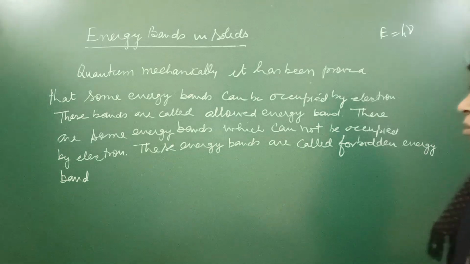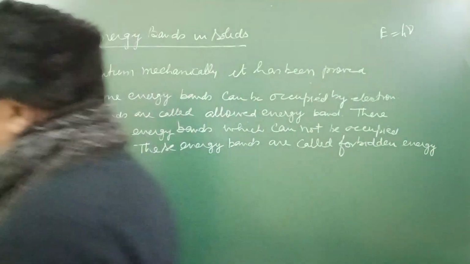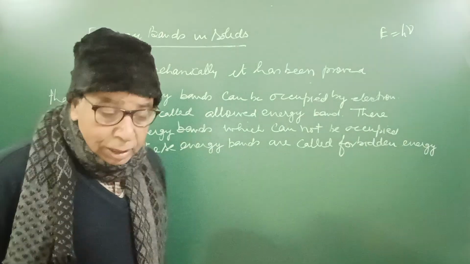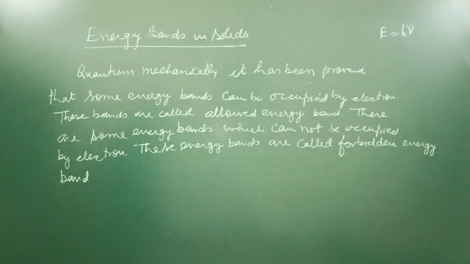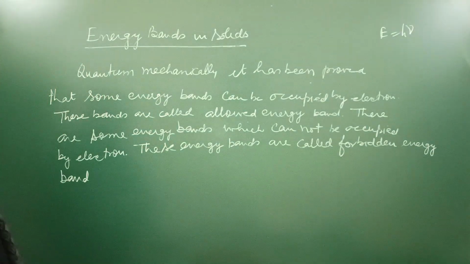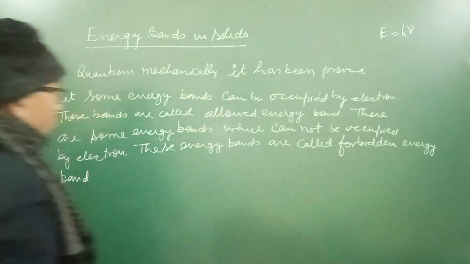So I have told you about the allowed energy band and the forbidden energy band. This fact has been proved by quantum mechanics. Here we can't prove that because it needs a lot of knowledge of quantum mechanics, but we have to accept that there are some energy bands which are allowed, means an electron can take the energy of those bands.